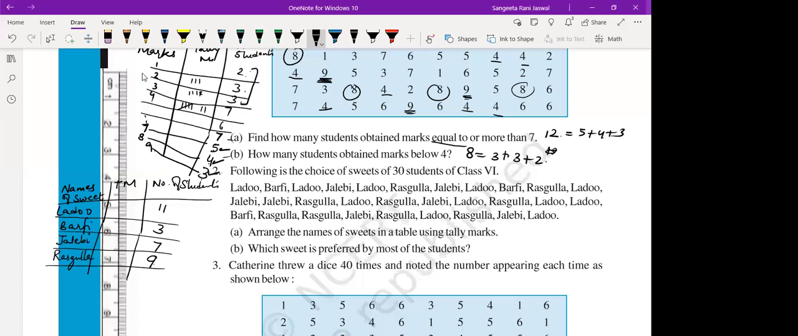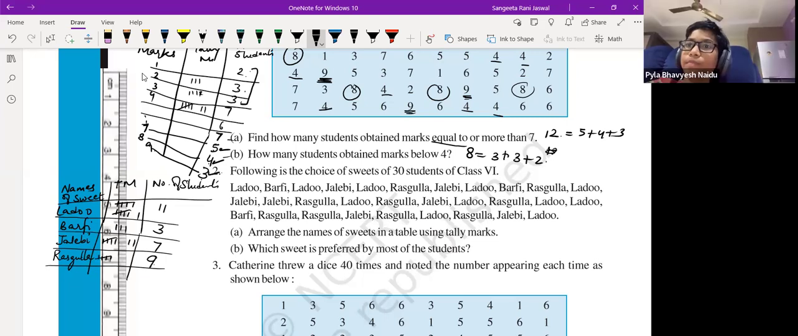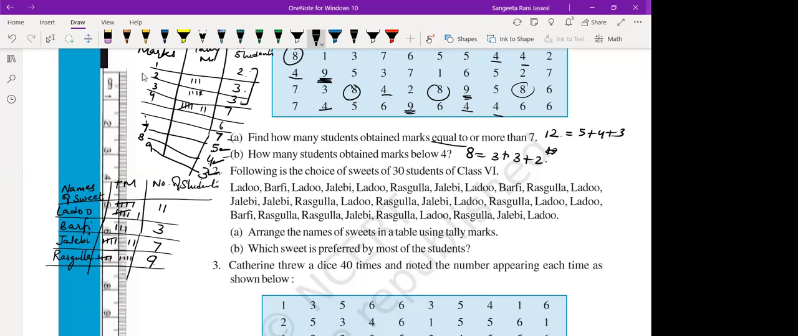Okay, so now tally marks, of course, you must have made like this: 4, 5, like 10, and 1, 11. Okay, like this: 1, 2, 3, 4, 5, 6, 7, 8, 9. Right, now which sweet is preferred by most of the students? Laddu. Laddu is 11.